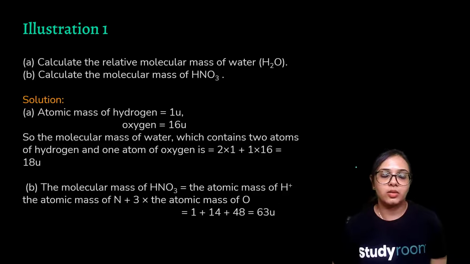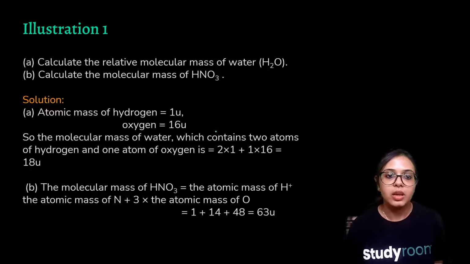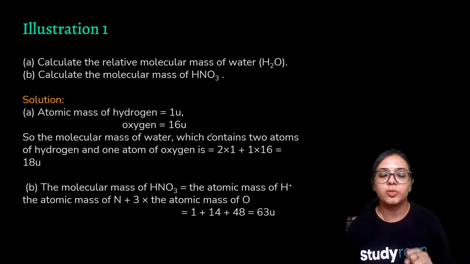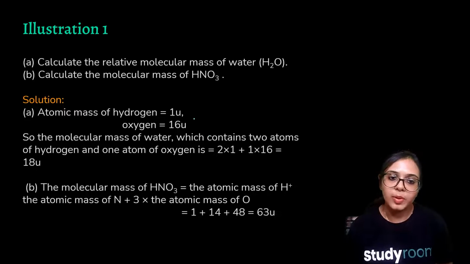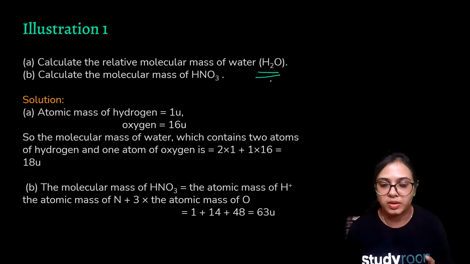We'll illustrate this with an example. Let's calculate the relative molecular mass of water. We know that 2 atoms of hydrogen and 1 atom of oxygen come together to form 1 molecule of water. The atomic mass of hydrogen is 1 U and of oxygen it is 16 U. But since we have to calculate the molecular mass, we will be focusing our attention on the number of atoms that are present here, right?